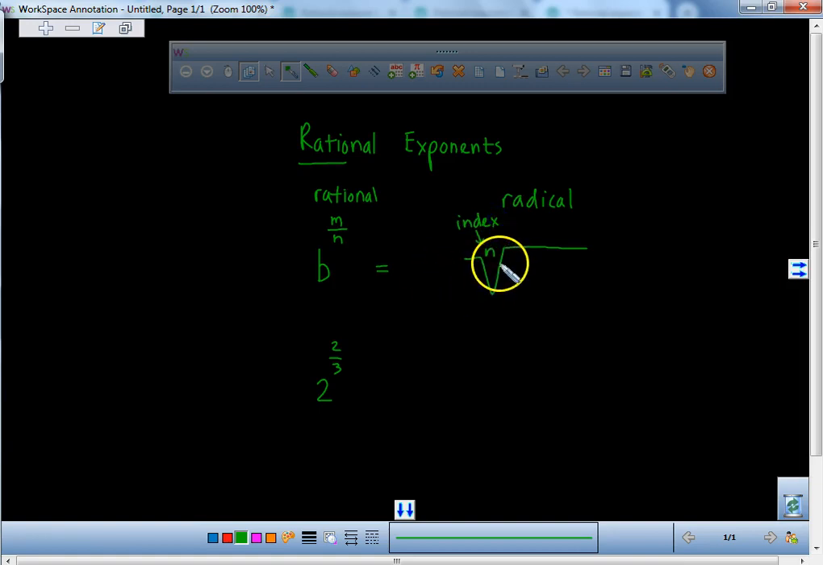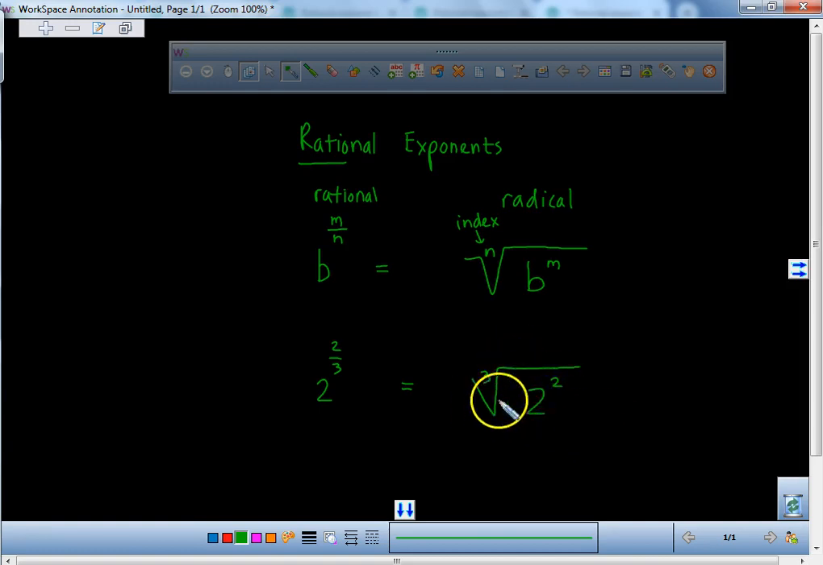So I'm going to put n here. I'm going to put b inside the radical, raised to the power of m. So I want you to understand, this form can be converted to a radical form by putting whatever number is in the denominator in the index and whatever's in the numerator as the power. So if we look at our example, I'm going to put a radical sign. What number will I plug into the index using that pattern? I would plug in a 3.